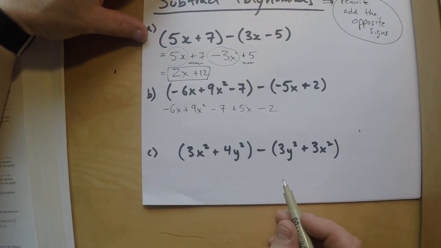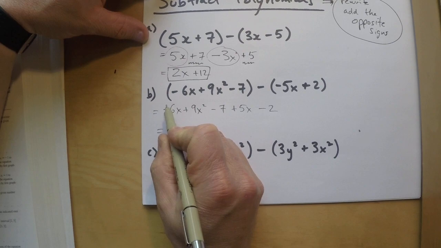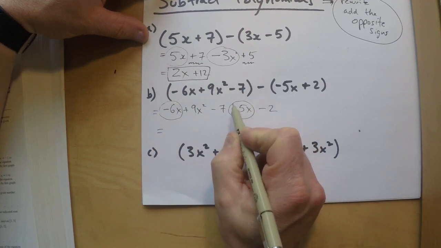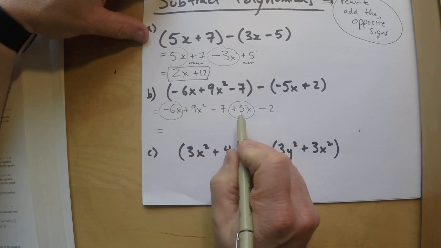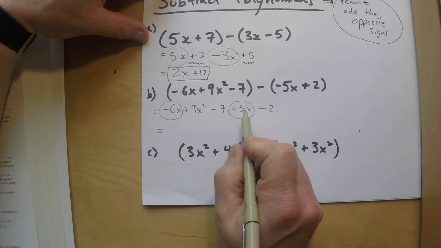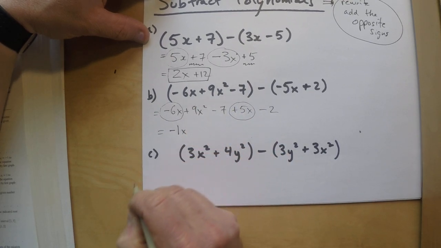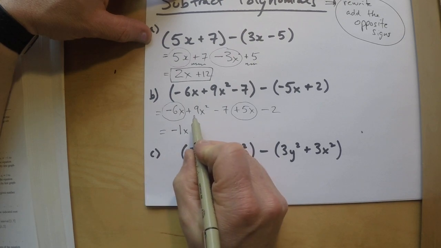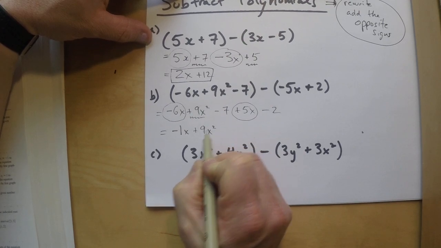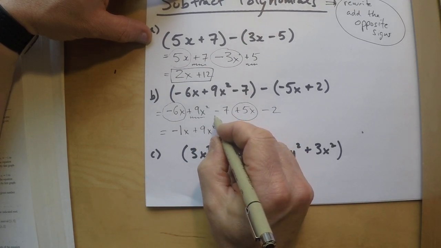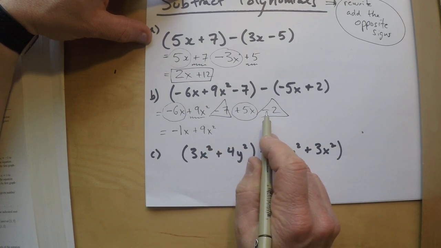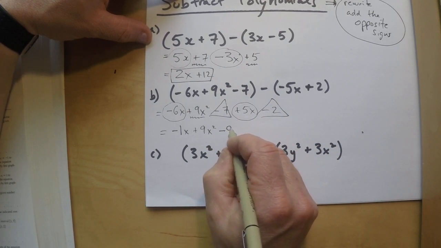And now collect like terms. So here are my x squareds, or my x's, sorry. I've got minus 6x plus 5x. Just be careful. Negative 6 plus 5 is negative 1 x. There are no other x squareds, so that just comes down, no change. And then there are my numbers. Negative 7, take away 2, collect those together, gives me negative 9.